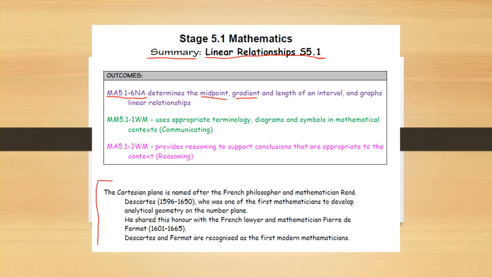So first of all, the Cartesian plane is named after the French philosopher and mathematician René Descartes. So you could look at the work that he did. So you can do a Google search for him. Also, the French lawyer and mathematician Pierre de Fermat. Okay, you might have heard of him as well. They're recognized as the first modern mathematicians.